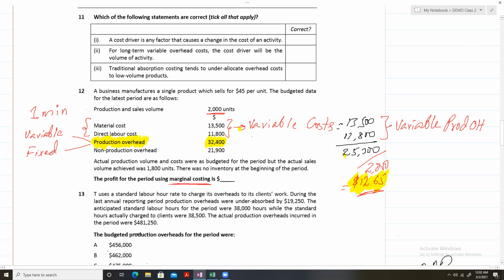Now is that clear? Is there anything that you need to ask till this point? Anything that you are finding difficult, that you are finding daunting? Please let me know. Are you clear about the variable production overheads and the fixed production overhead point? Is it clear? Anything that you need to ask? Okay. Let me move forward.